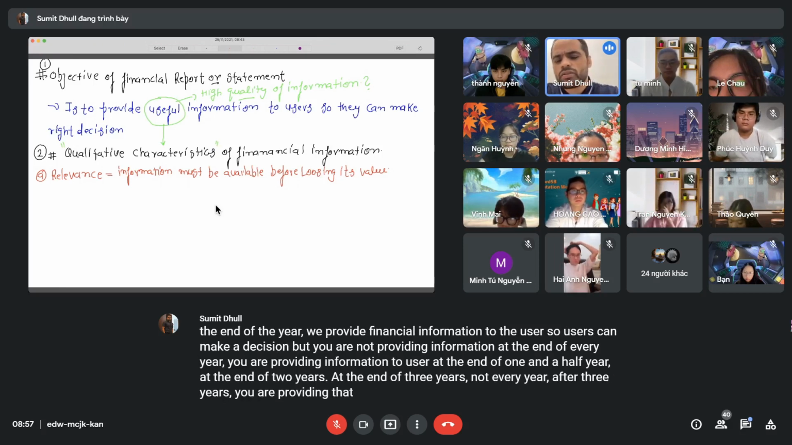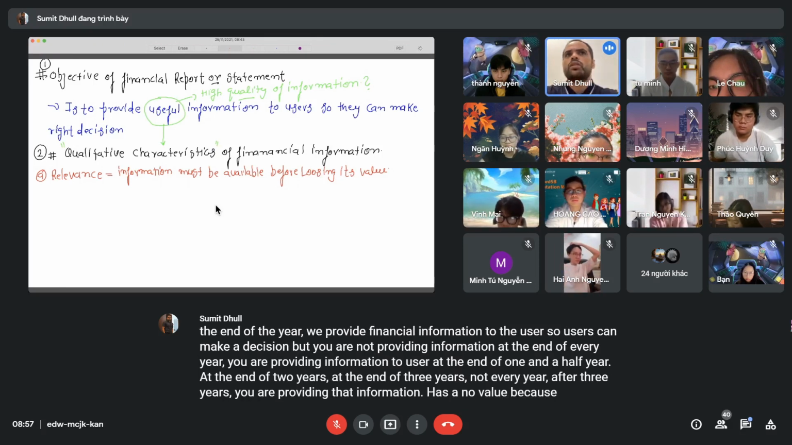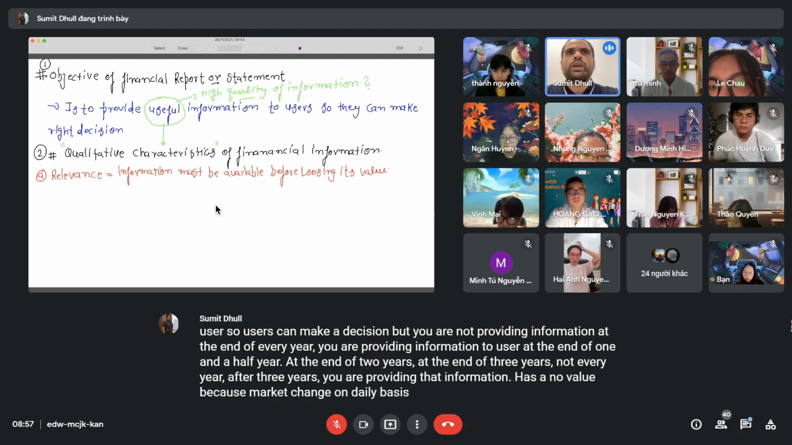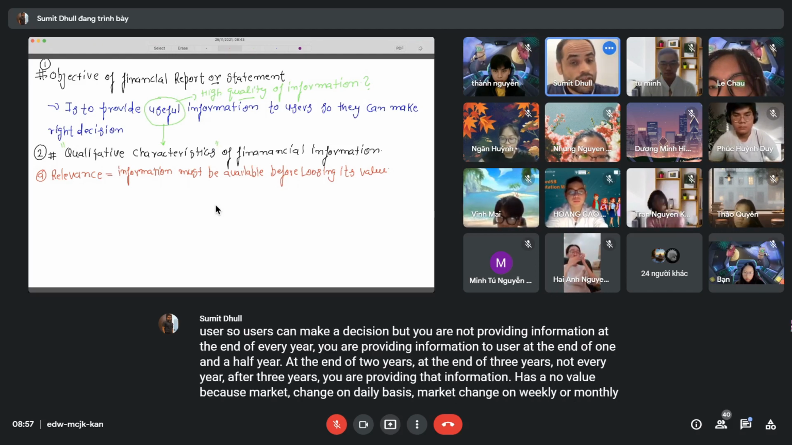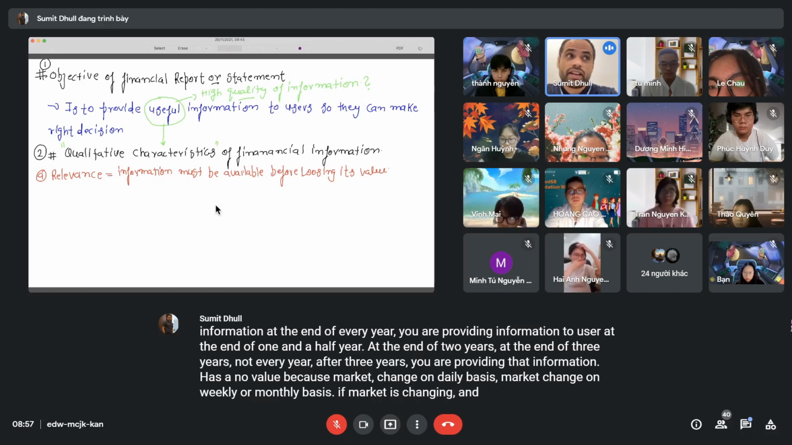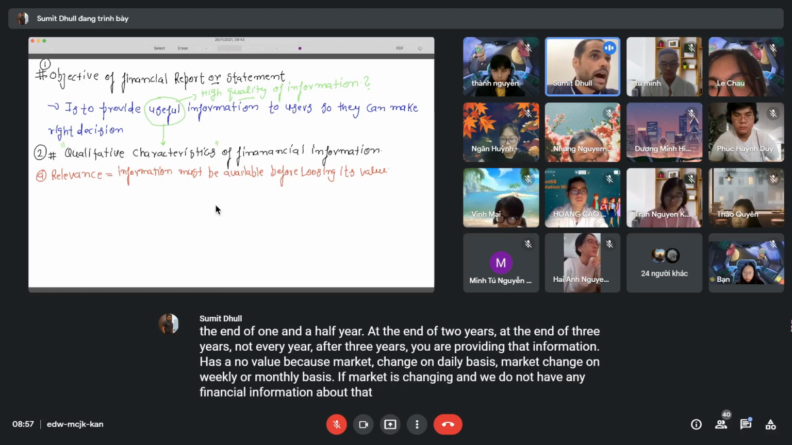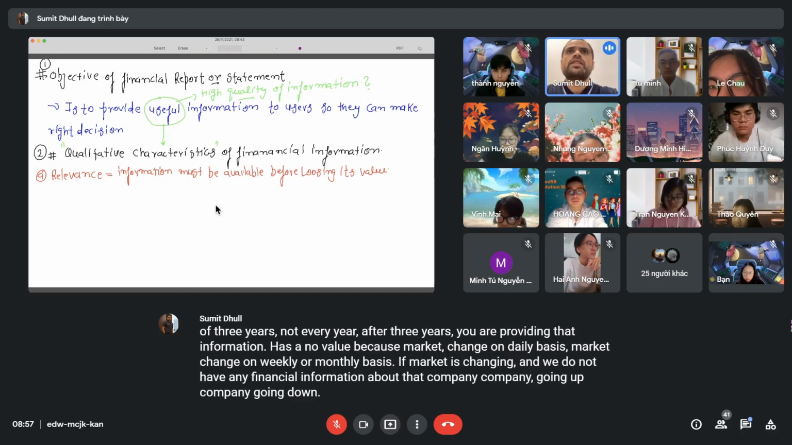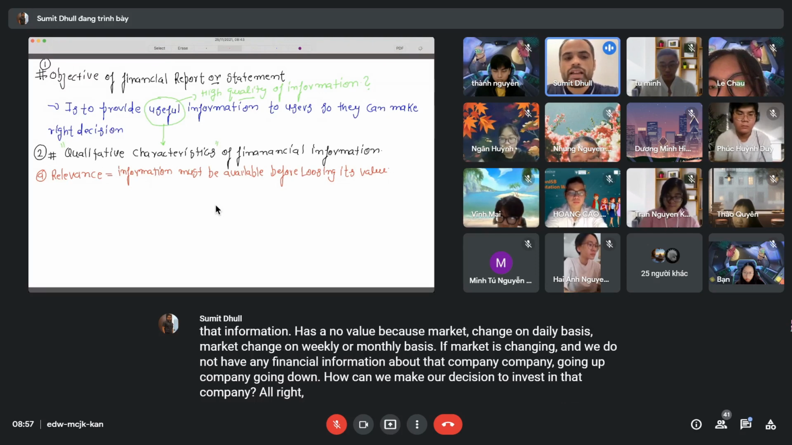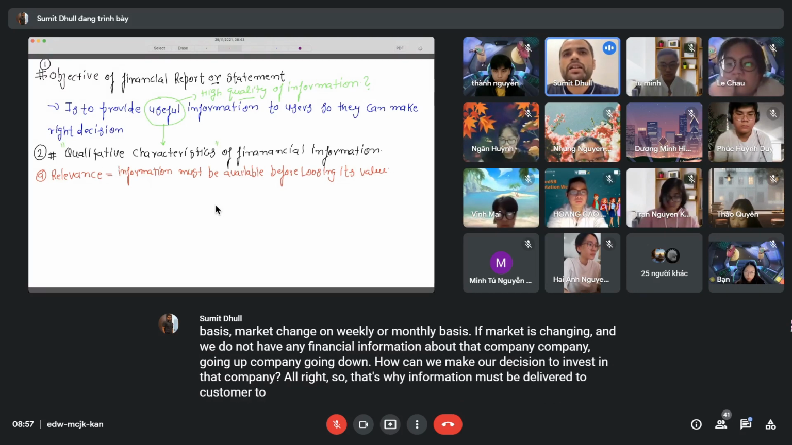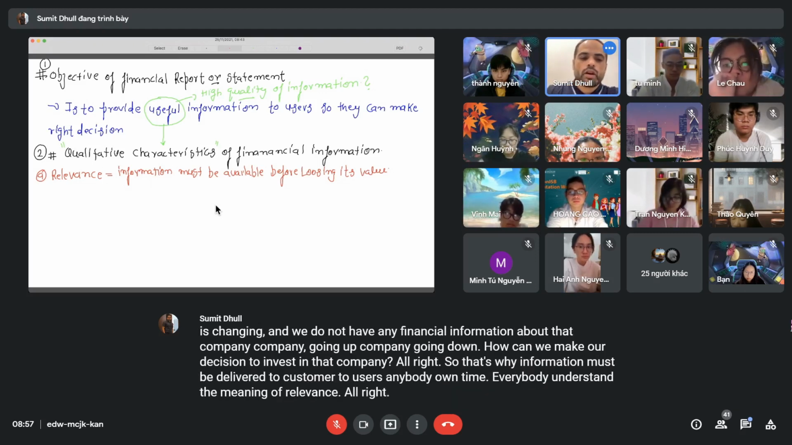That information has no value, because the market changes on a daily, weekly or monthly basis. If the market is changing and we do not have any financial information about that company going up or going down, how can we make our decision to invest in that company? So that's why information must be delivered to users on time. Does everybody understand the meaning of relevance?